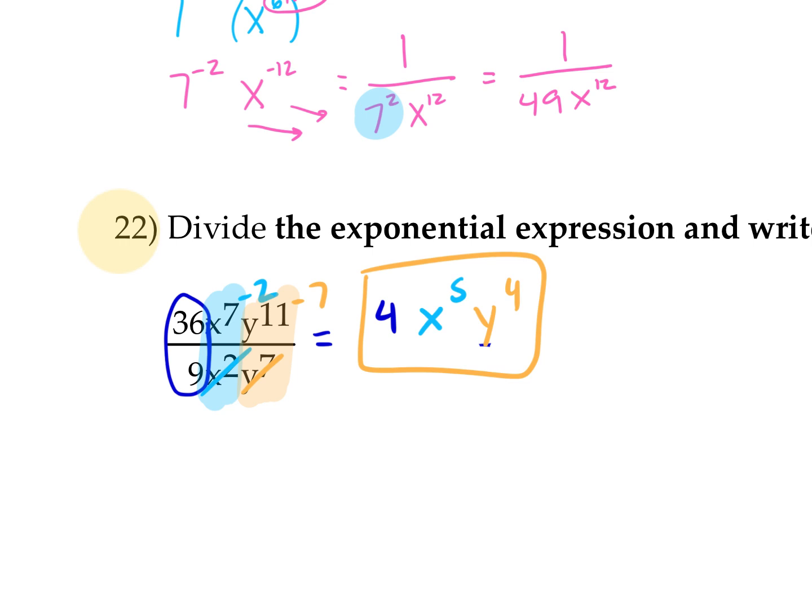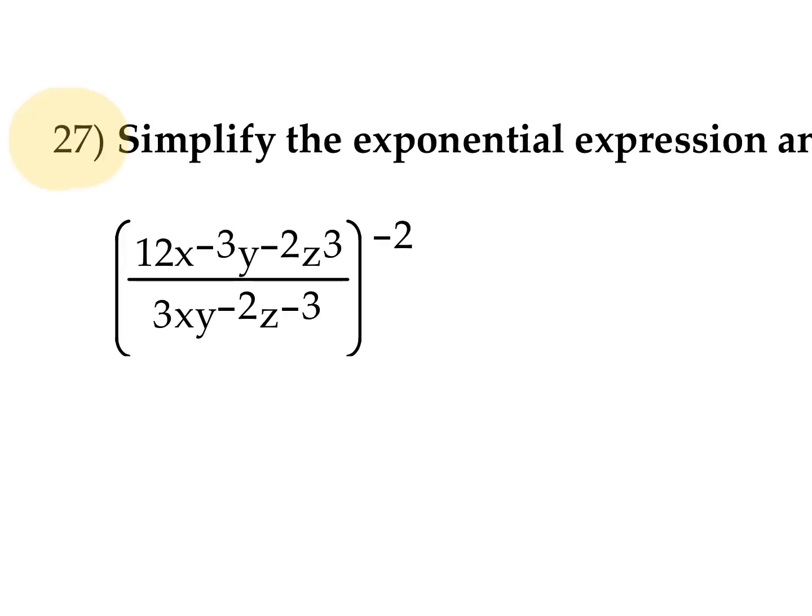Any questions here? What's the first thing I should do for 27, Madison? Simplify the inside. So we're going to simplify the numbers first. What's 12 divided by 3? 4.